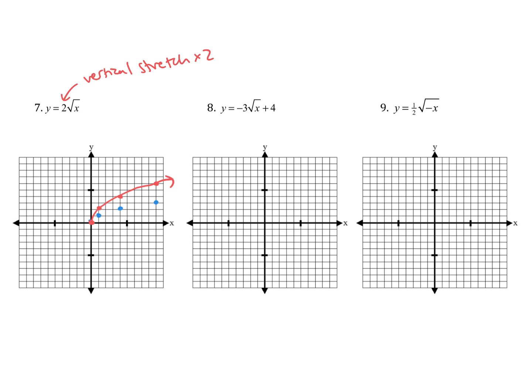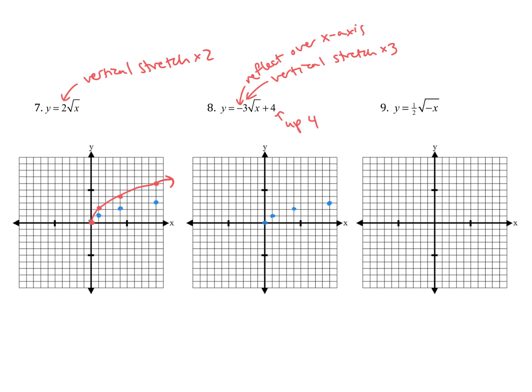In number 8, we have a reflection about the x-axis. We have a vertical stretch by a factor of 3. We also are shifting up 4. I'm going to handle my stretch and my reflection at the same time. I do those first. So first I'll just start with my parent function as my beginning.